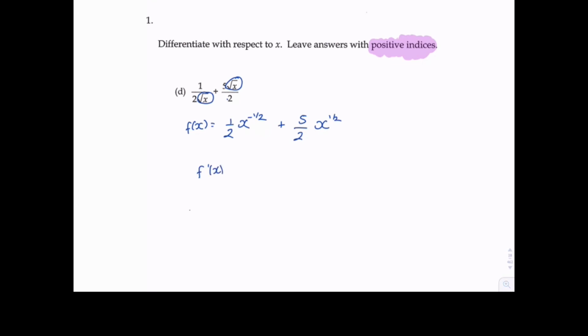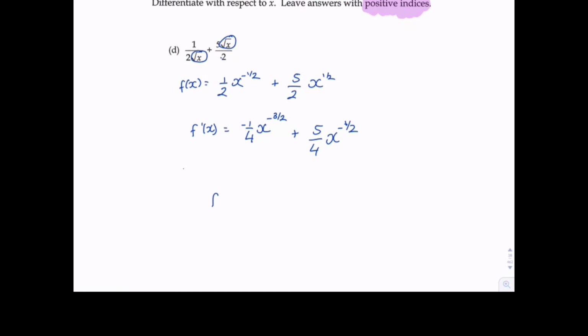Okay, now the differential would be 1/2 times -1/2, which is -1/4, x to the power of -3 on 2. Okay, and then we have 5 on 2 plus 1/2, so that's 5 on 4, x to the -1/2. Now to write everything in positive indice form, f dash of x is -1 on 4, x to the power of 3 on 2, plus 5 on 4x to the half. Basically, I've just brought this down to the denominator and changed the signs of the indice.